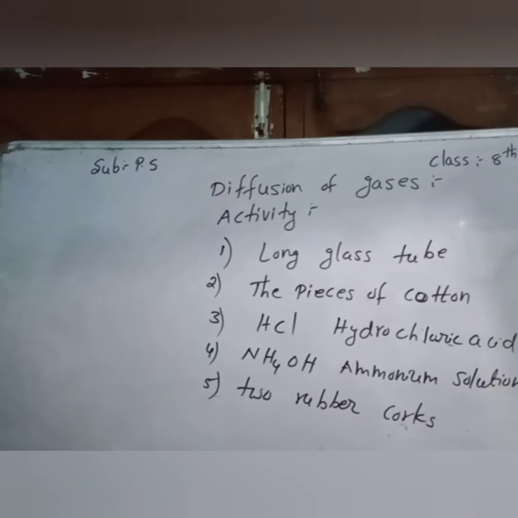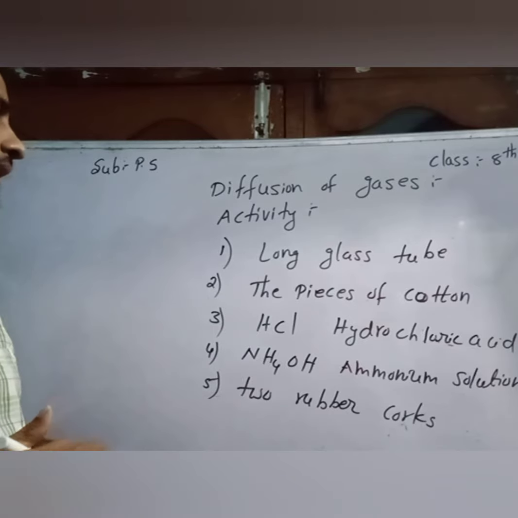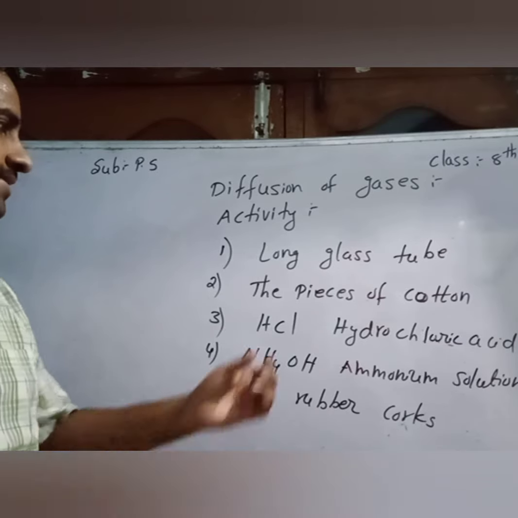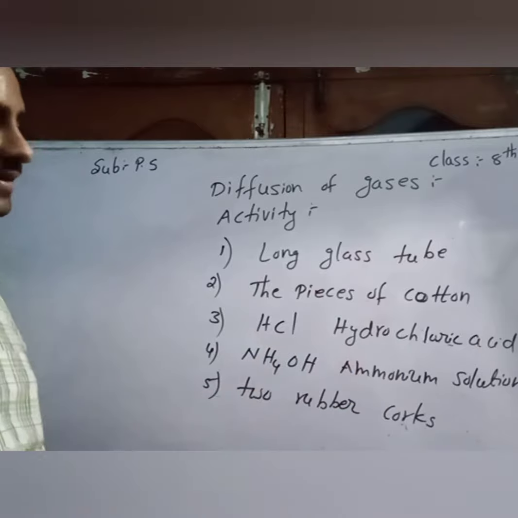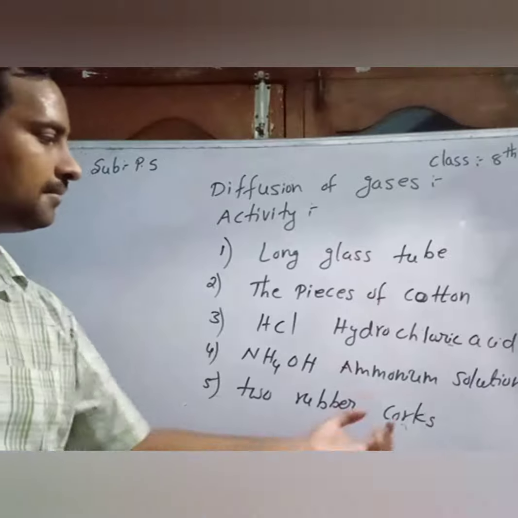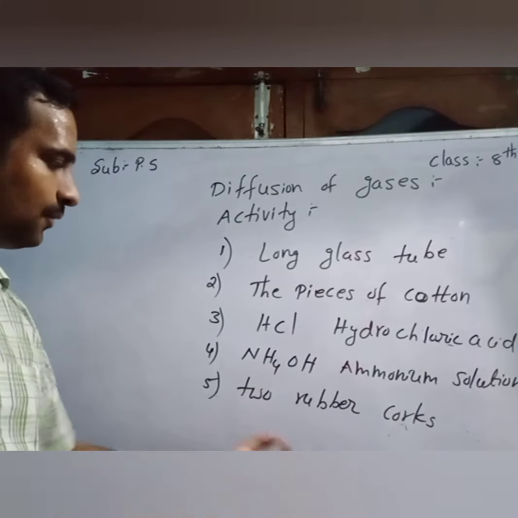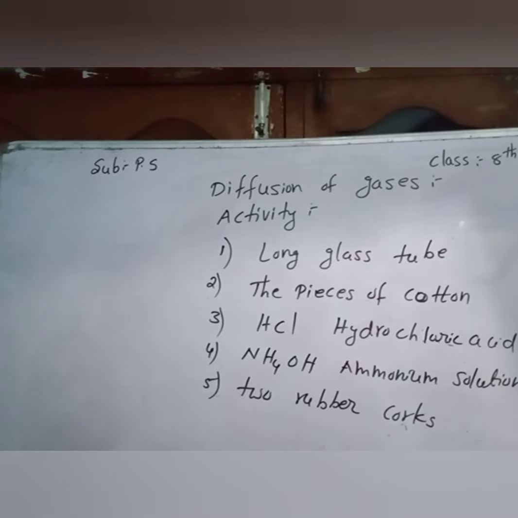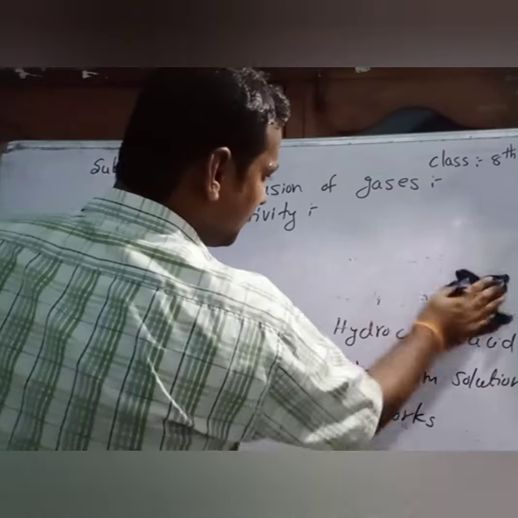Okay. So what are the materials required in this activity? Long glass tube, 2 pieces of cotton, HCl, hydrochloric acid, and ammonium solution. So what is the formula for ammonium solution? NH4OH, and 2 rubber corks. Clear? Now first take a glass tube.